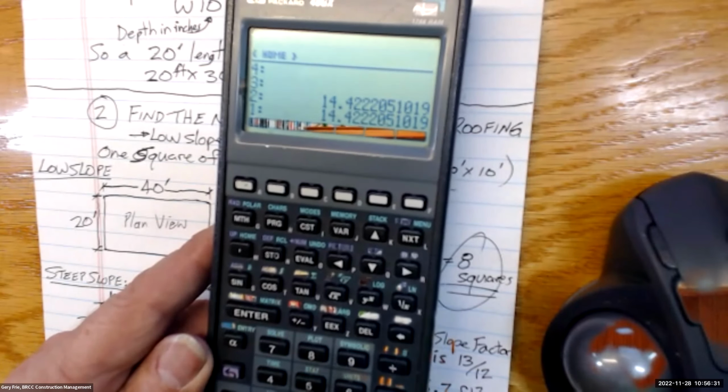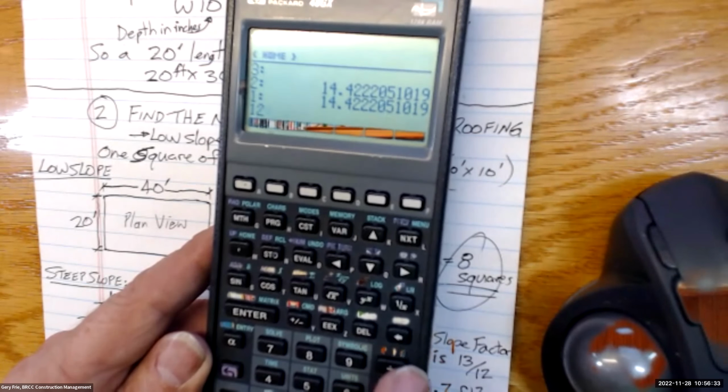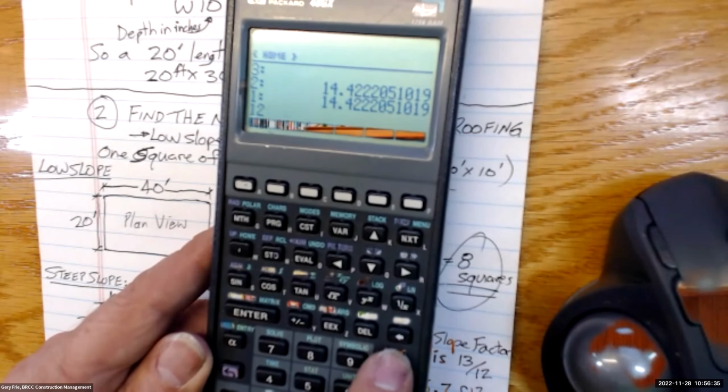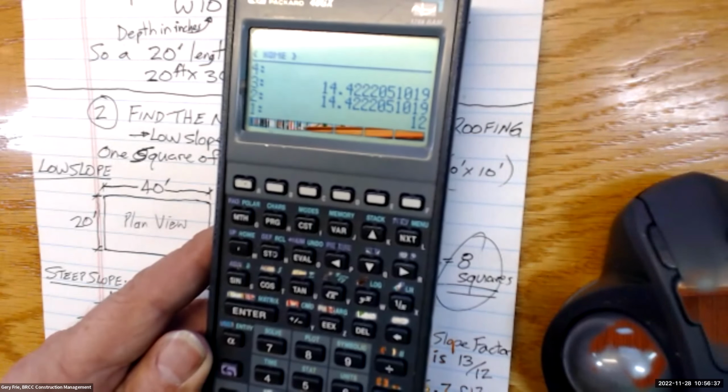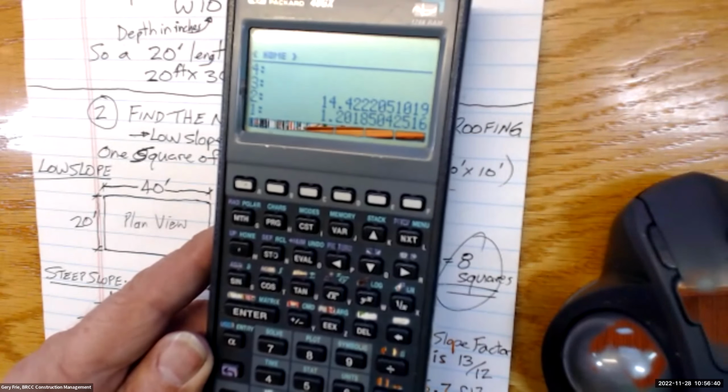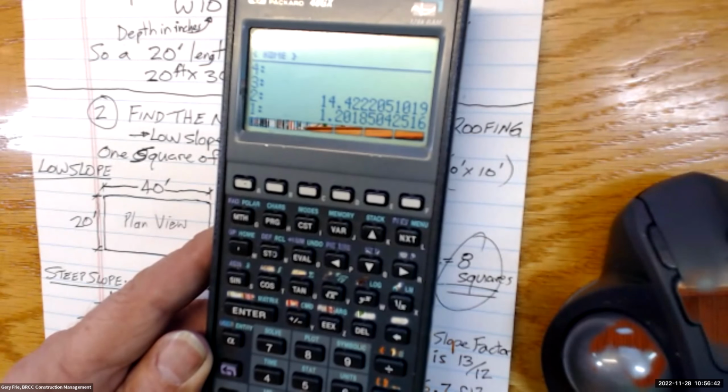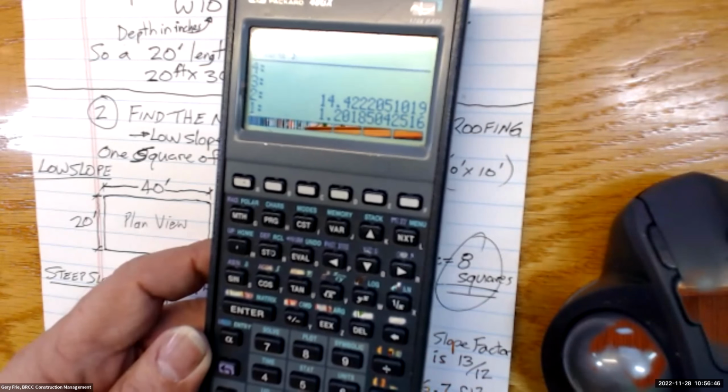The slope factor would be that number divided by 12. So I'm going to take that same number and divide it by 12 now. I can put it on the stack so you can see it. Those two numbers are going to get divided, and it'll get this long, long number, 1.201850. It keeps on going. Just leave it in your calculator.